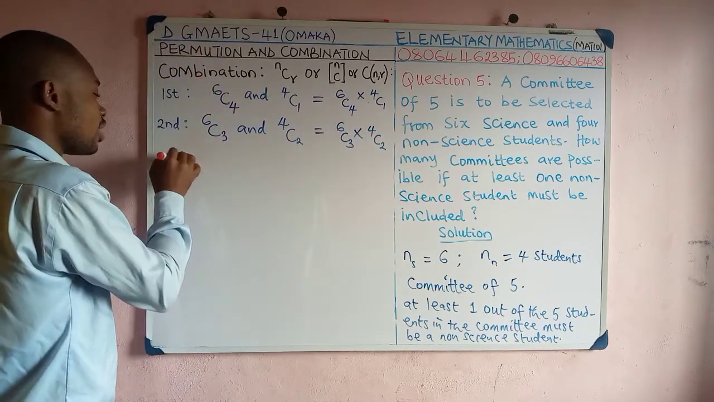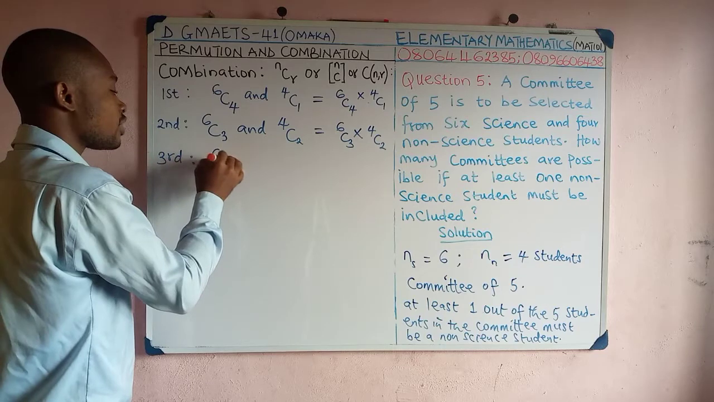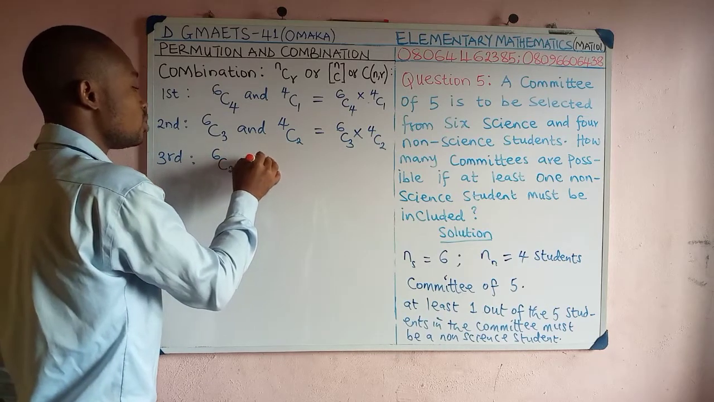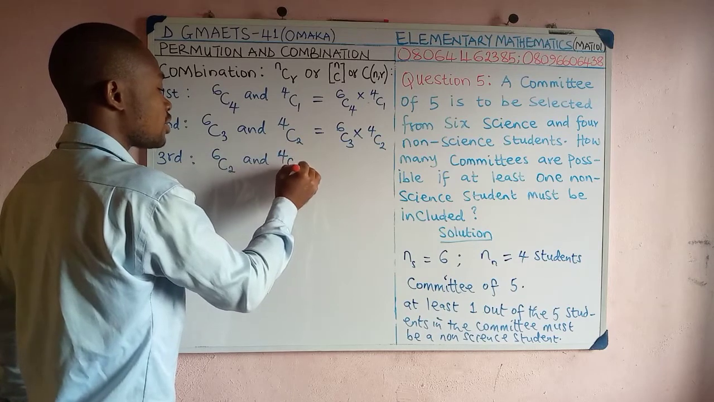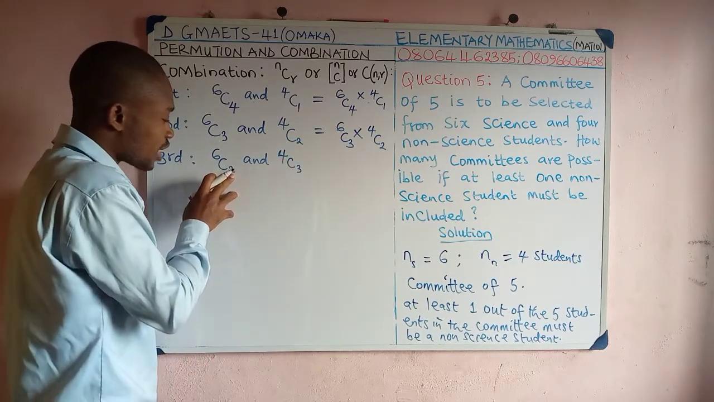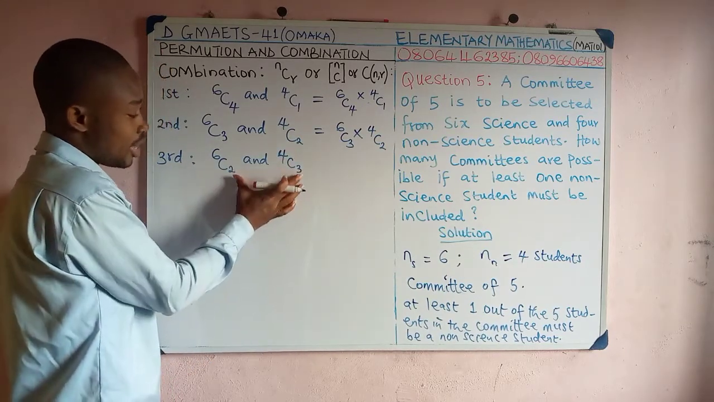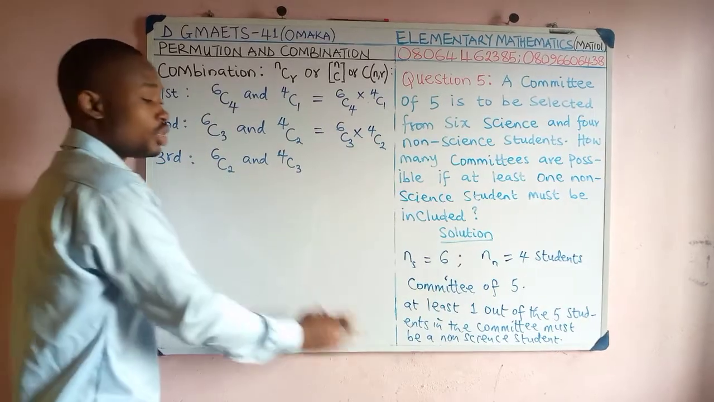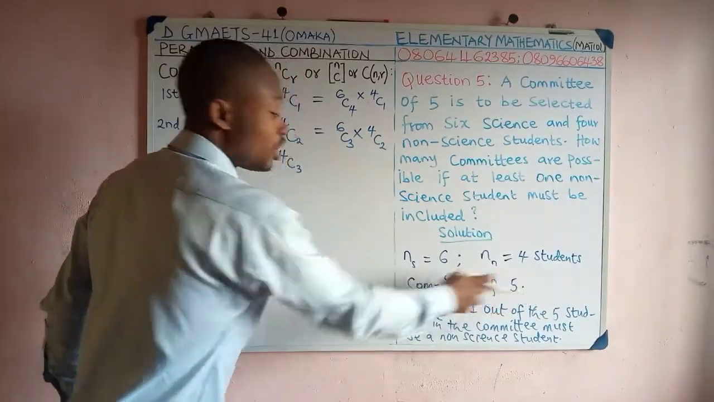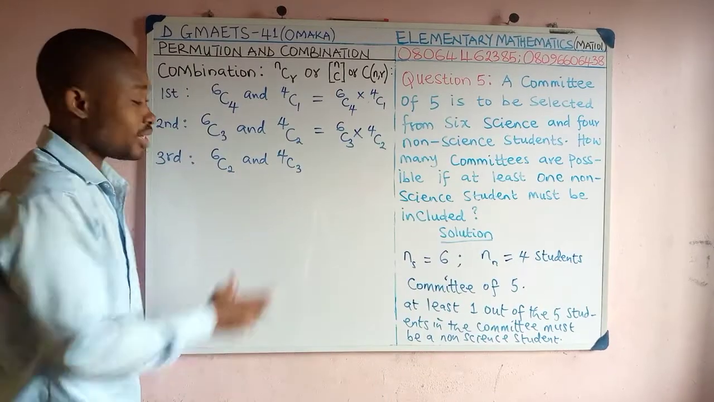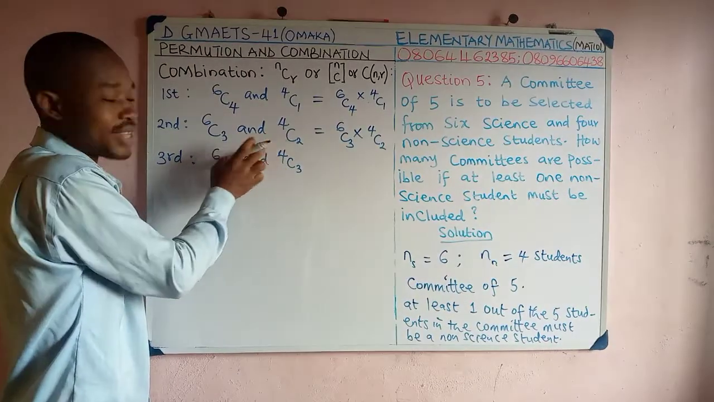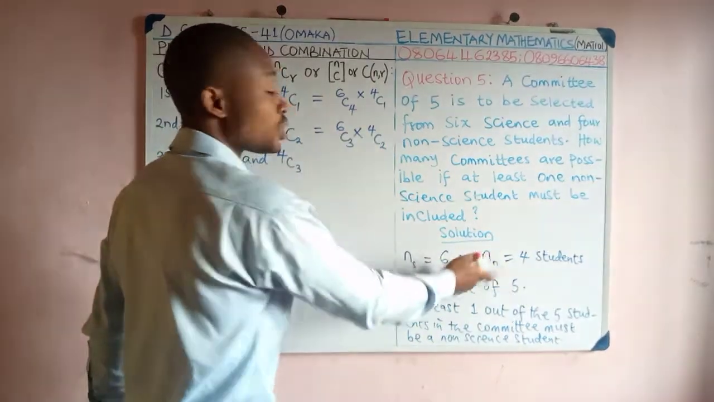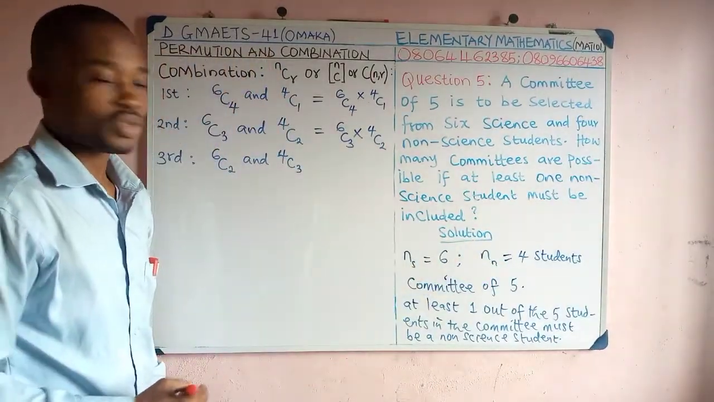Then in the third case, it could be that out of the 6 science students, you select 2, and then the non-science student, out of 4 of them, you select 3. Take note at every point in time as you add these terms. Are you following? The R term, you should get that committee of 5 students. Are you following, right? Anytime you add this down part, and whenever you add your top part, that is n, you should get a total number of students, which is 10. Does that make sense?